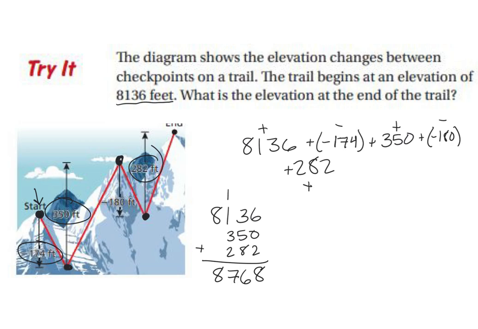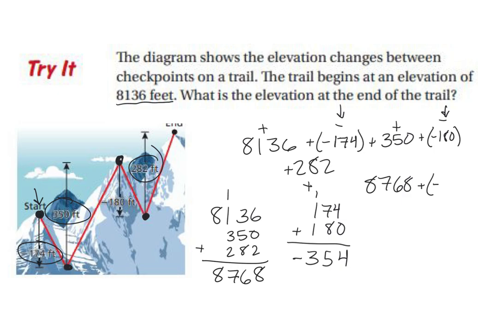And then for my negatives, I have 174 and 180. We're going to add those two together since they are both negative. We add them together and then just take that sign. And we got 4. 7 plus 8 is 15. And then 3. This one is going to be negative since both of our elevations there were negative. So for a final, I have 8,768 plus a negative 354 feet.